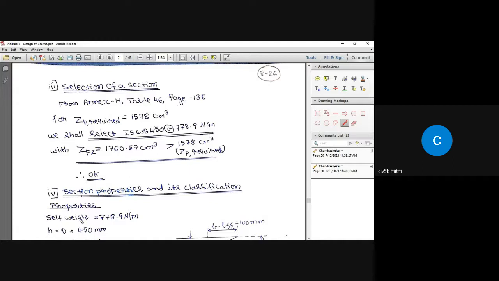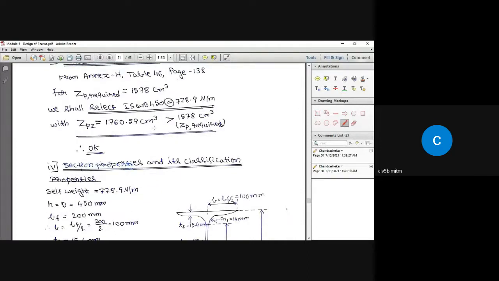Just because we selected ISWB 450, it does not mean that the section is going to be adequate. By knowing the section and all the details of this section, now we can check whether the section is capable of withstanding the required bending moment, required shear force, and whether it satisfies the conditions of deflection, web buckling, and web crippling. All those things we are going to do.